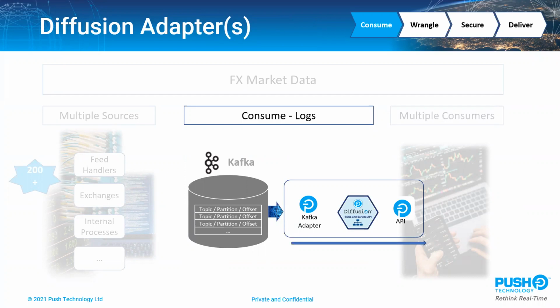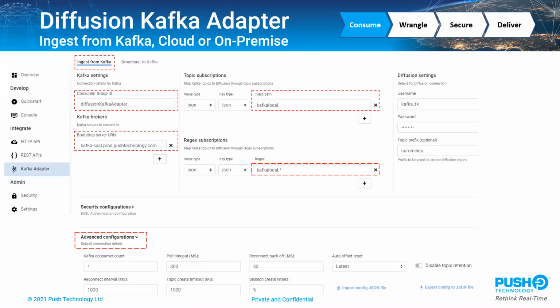Now that we can define that, and I'll show that in a minute, now that we have integrated with Kafka, then we can provide all the value and rules inside of Diffusion and distribution capabilities. So this is a screenshot from our Kafka connector adapter in the cloud. And you can see that we can both ingest and broadcast to Kafka. We can define the consumer group. We can define which Kafka brokers we're going to work with, whether they're local or in the cloud.